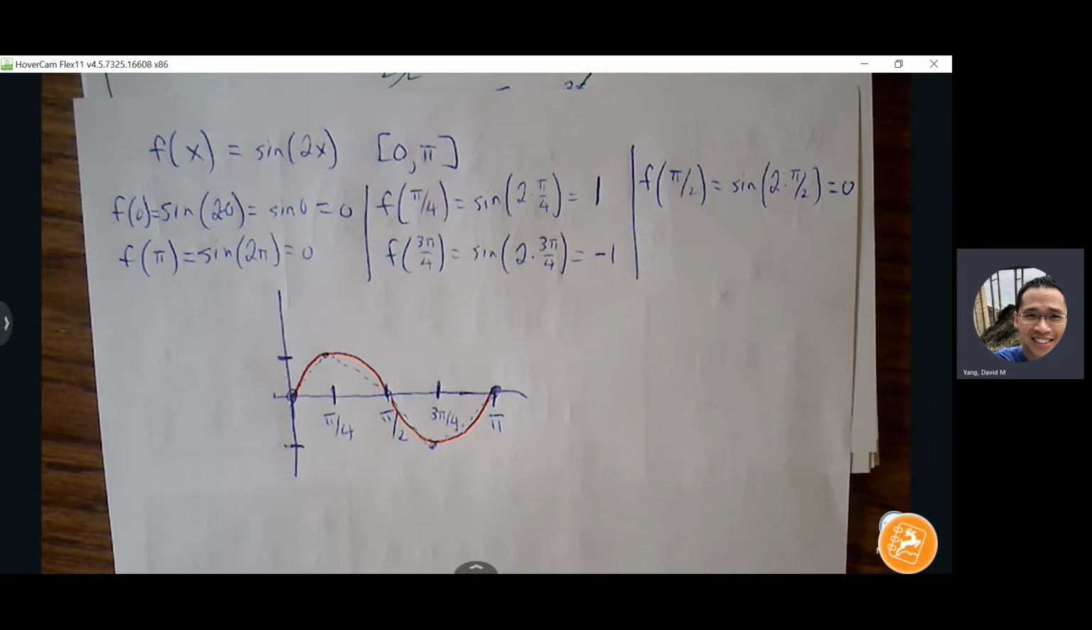And then absolute extrema, absolute max is the highest y value that you see. Absolute min is the lowest y value that you see. You should be able to just pull that from looking at the graph.